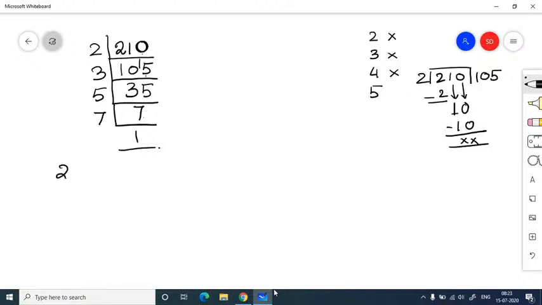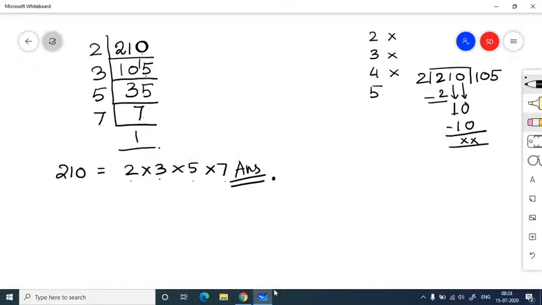So 210 can be written as 2 into 3 into 5 into 7. See, 2 into 3 is 6, 6 fives are 30, 30 sevens are 210. So this is the product of all prime numbers. So this is the answer.